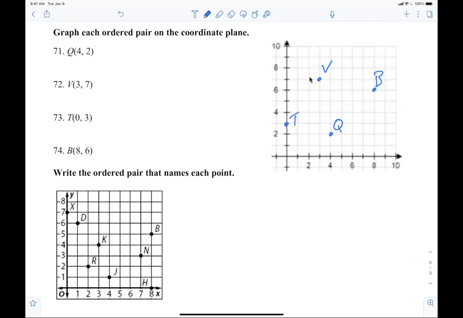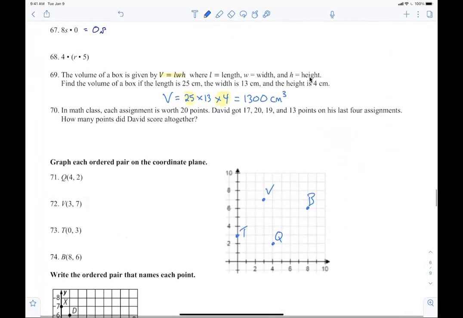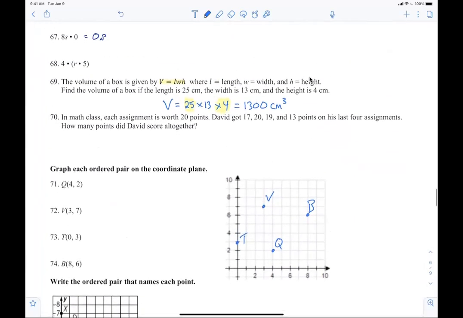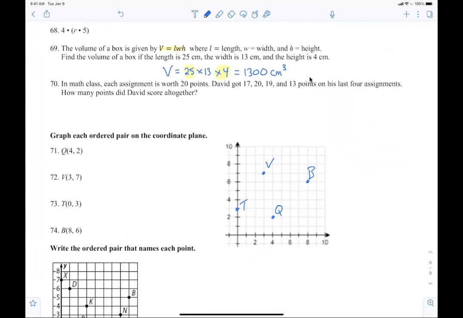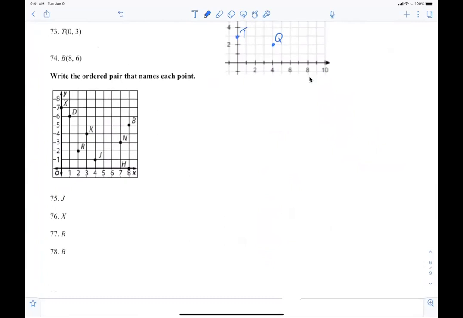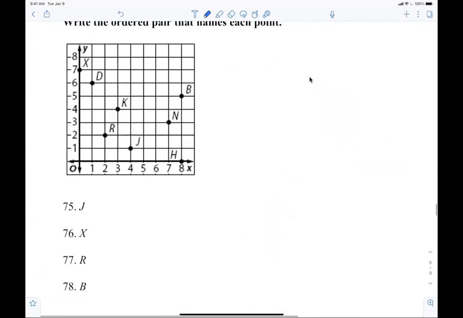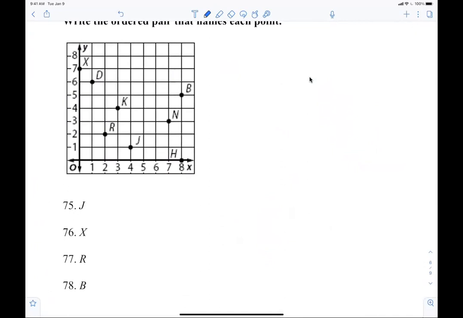All right. Anybody have any questions with that? 69 was 1,300 centimeters cubed. Okay. Now 75 through 78. J. All right. The coordinates for J would be what? 4, 1. Coordinates for X would be what? 0, 7. Coordinates for R. Thank you. And coordinates for B, 8, 5.